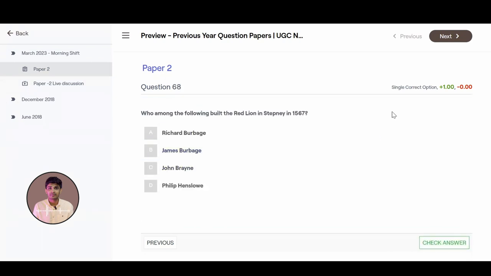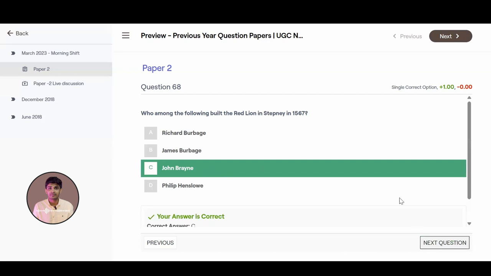Okay. Who among the following built the Red Lion in Stepney in 1567? But before that, what is this Red Lion? Anybody? 68th question. What is Red Lion? Anybody? It's a theatre in England, like the Globe. Red Lion is the name of a theatre. And the answer is 3, John Brayne.